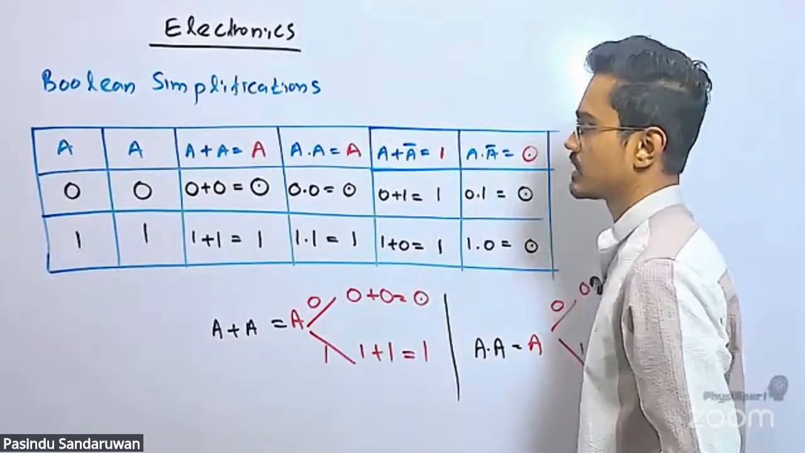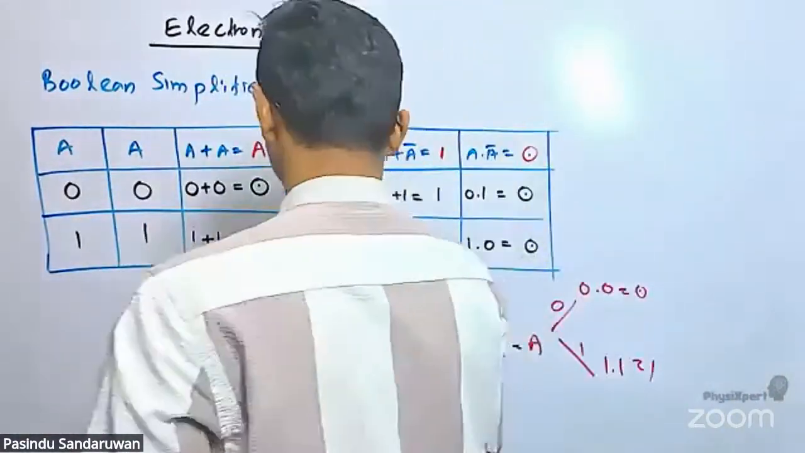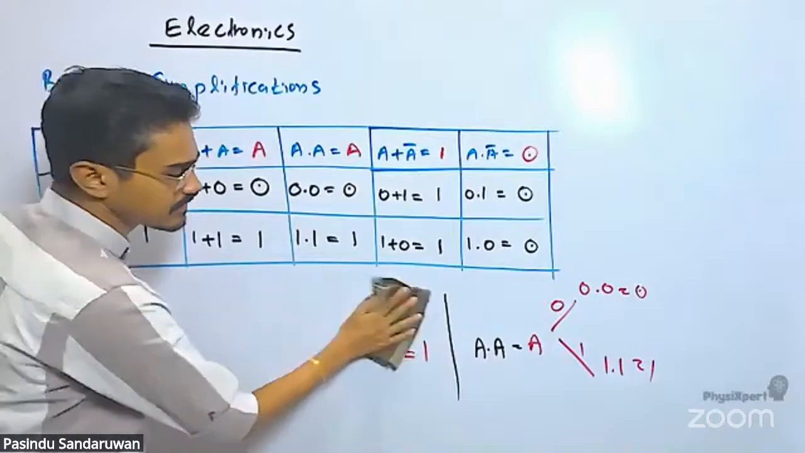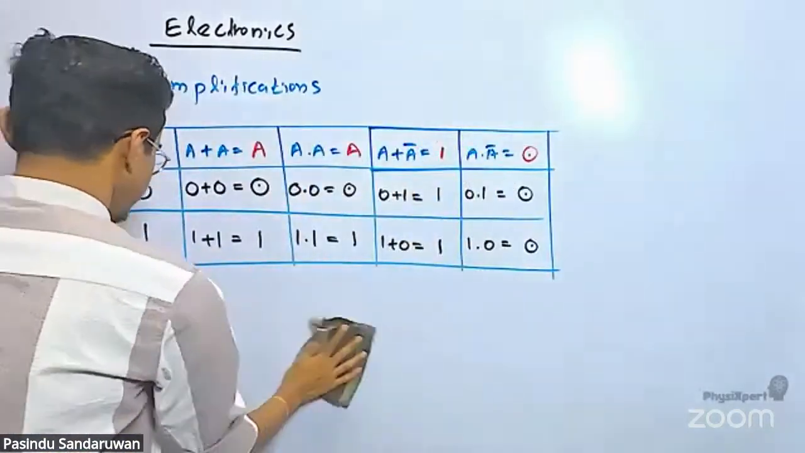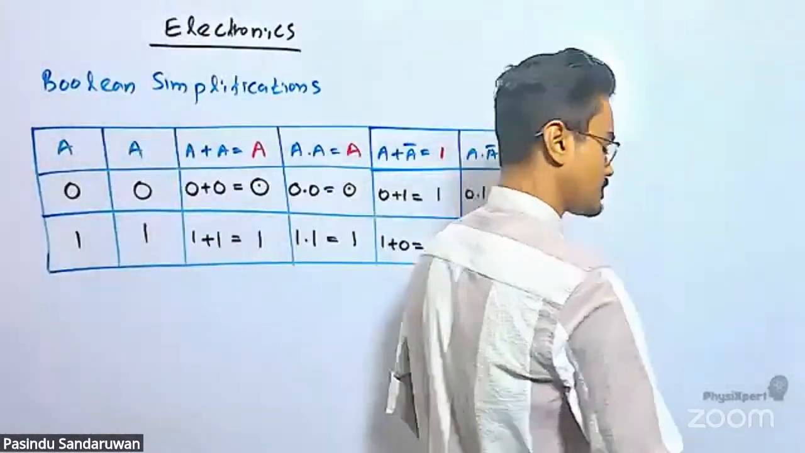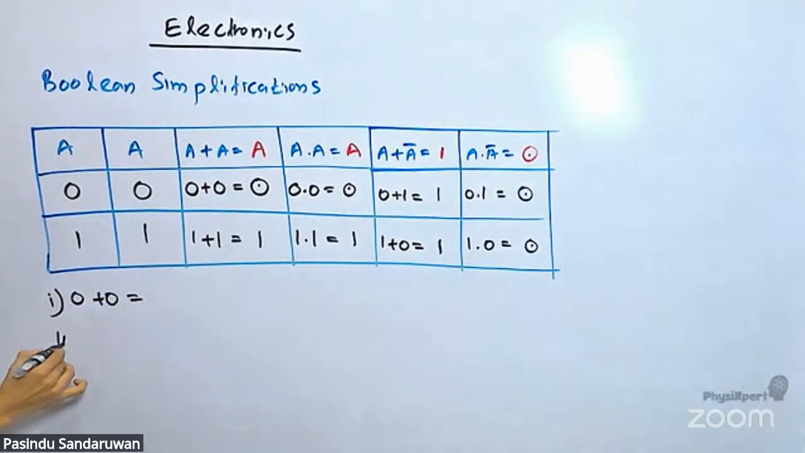Okay, finish. Now, I will give you some example simplifications, right? You have to simplify these ones one by one, simplify and put the values, right? First one, right? I will give the expressions, you can simplify.